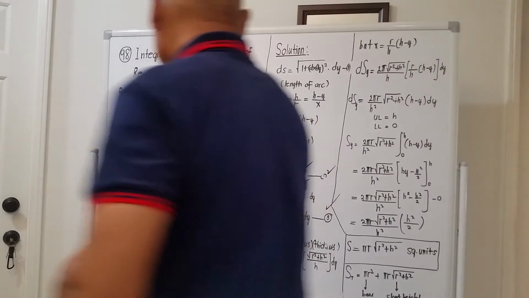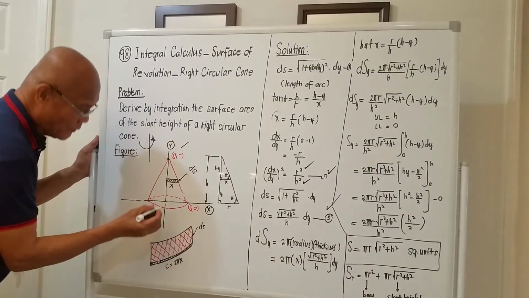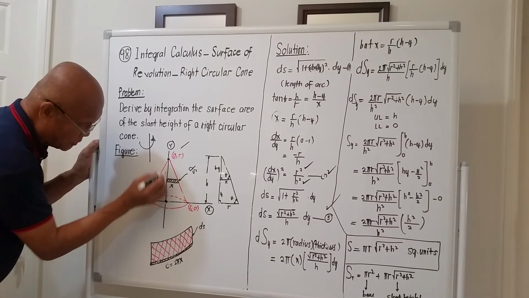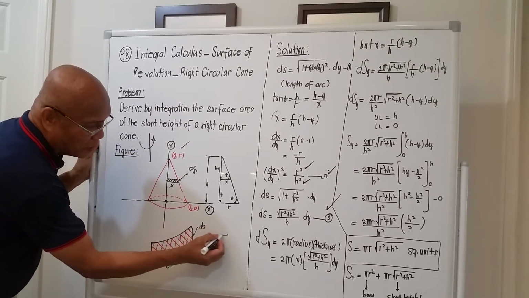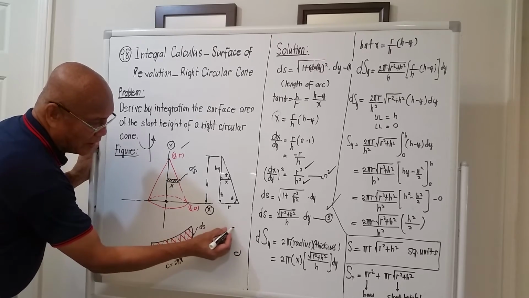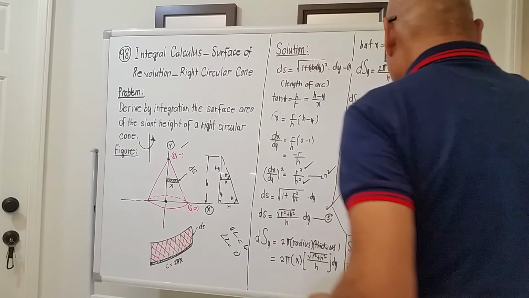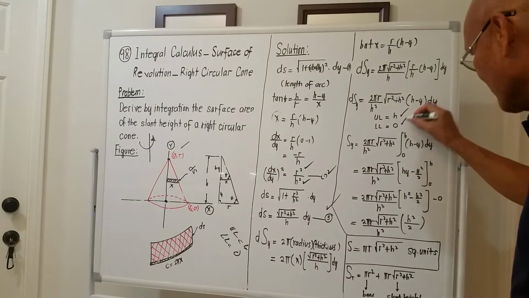Okay? Try to see the figure, guys. To compute for the total surface area, y should move from 0 to h. So our lower limit is actually 0 and the upper limit is actually h. Okay? So I place it here, upper limit is h, lower limit is 0.